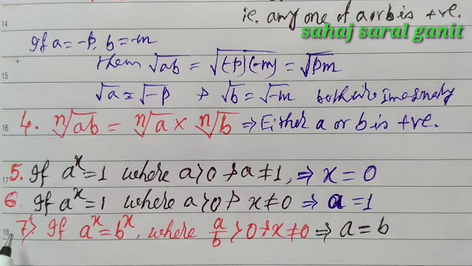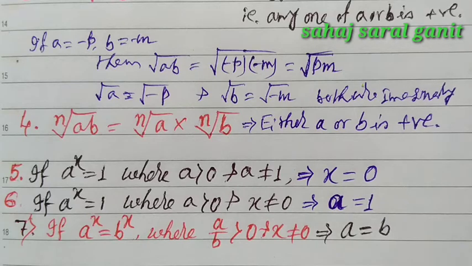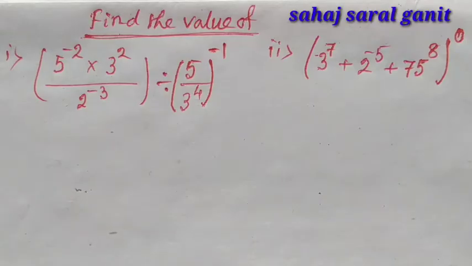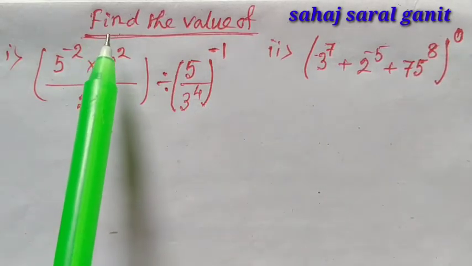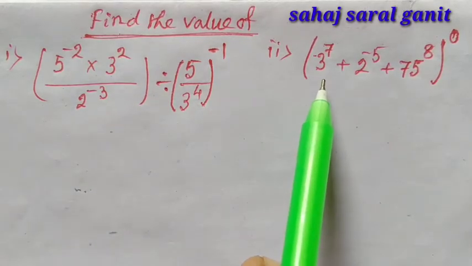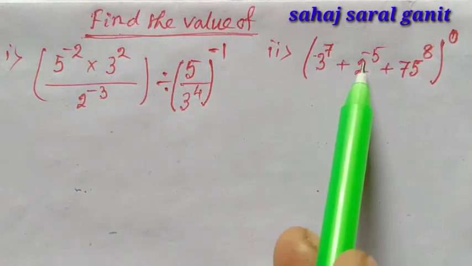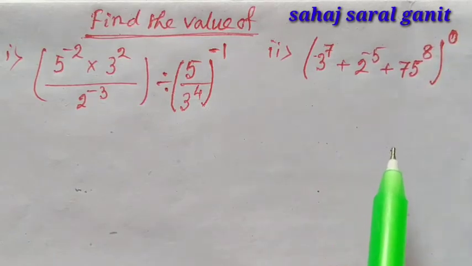So these are the identities and related equations regarding indices. Now we solve some problems. Here two problems are given. We have to find out the value. At first we find the value of this problem: 3 to the power 7 plus 2 to the power minus 5 plus 78, whole to the power 8, raised to the power 0.